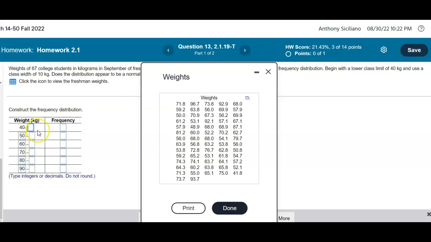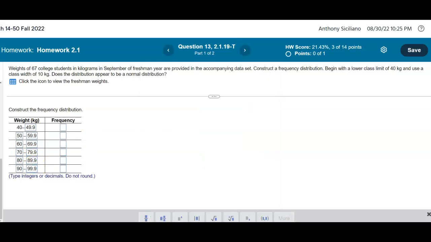Now here, since we have a decimal, and it's going to the 10th place, that means we're not just going to go to 49, it's going to be 49.9. And then the class width is 10, so this is going to be 59.9. And then adding 10 to 59.9 is 69.9. Adding 10 to 69.9 is 79.9. And then 89.9, and then 99.9.